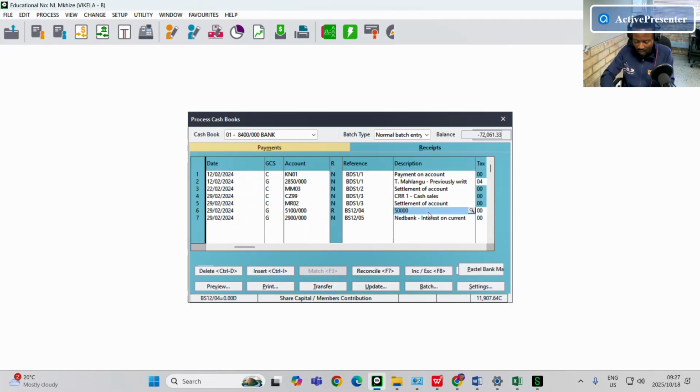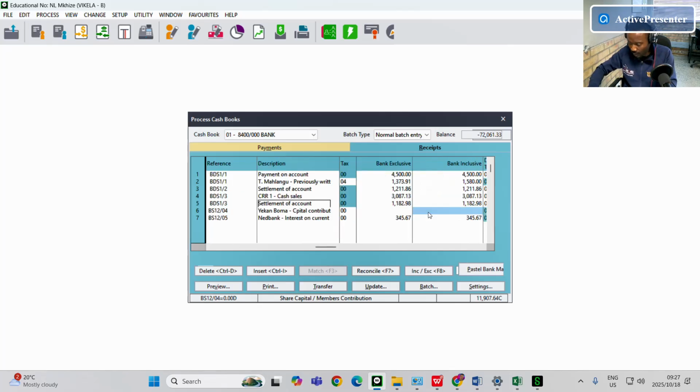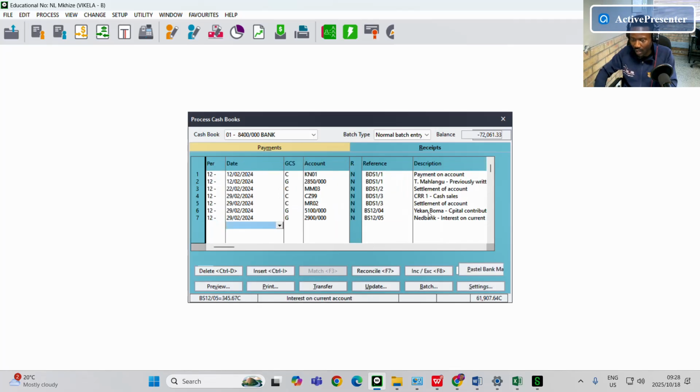I wonder what happened here. Oh, sorry. Here I made a mistake. It's supposed to be capital contribution. So here I'm going to write the name of the payer, which is Yegana Boma. Then I'm going to say capital contribution. Right? There's no VAT involved. Yeah, we are then done with the CRJ.